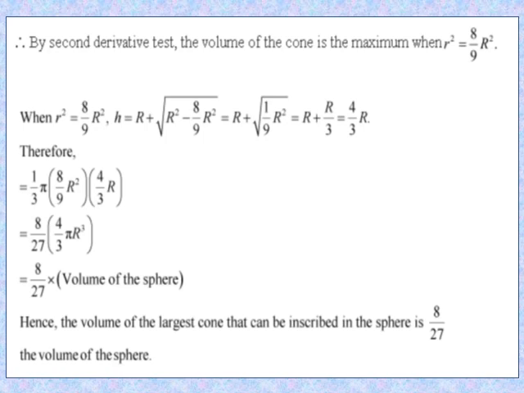We will get volume equals to 8 upon 27 into the volume of the sphere. Since you can see that it is 8 upon 27 into 4 upon 3 pi R cube, and 4 upon 3 pi R cube is what? Volume of sphere. Clear? Hence the sum is proved. So pause and note down the solutions.